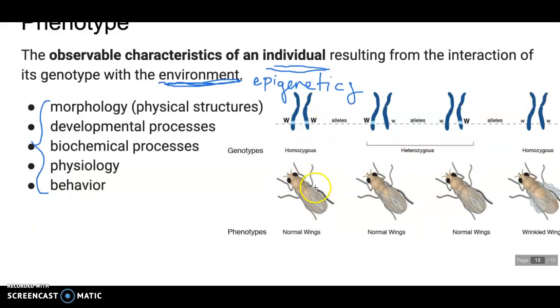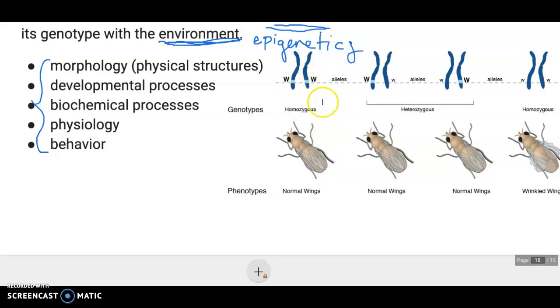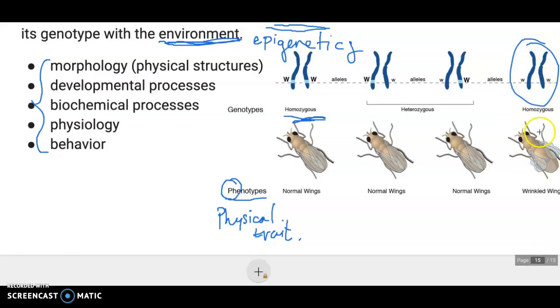But notice how I'm putting here, okay, here's our genetic makeup. These are the alleles, right? So their genotype is that they are homozygous dominant. And then this fly gets the phenotype or the physical trait for no wings. Over here, here's an example of homozygous recessive. They're going to be able to get wrinkled wings. And then notice our heterozygote. They each have a large W present, so they still code for the phenotype of normal wings.